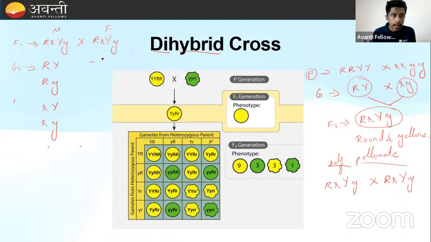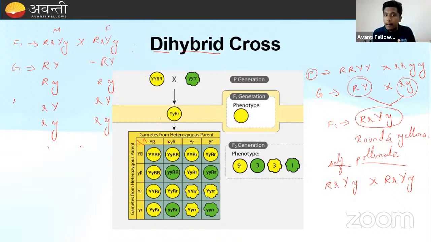Again here, can I get the same types: capital R capital Y, capital R small y, small r capital Y, and then small r, small y. It's like a tongue twister. So now what do I do? I just write a Punnett square where I mention male and female. Now look here. They have written it in reverse order, but it means the same. See here, capital R capital Y, capital R small y, small r capital Y, and small r small y.